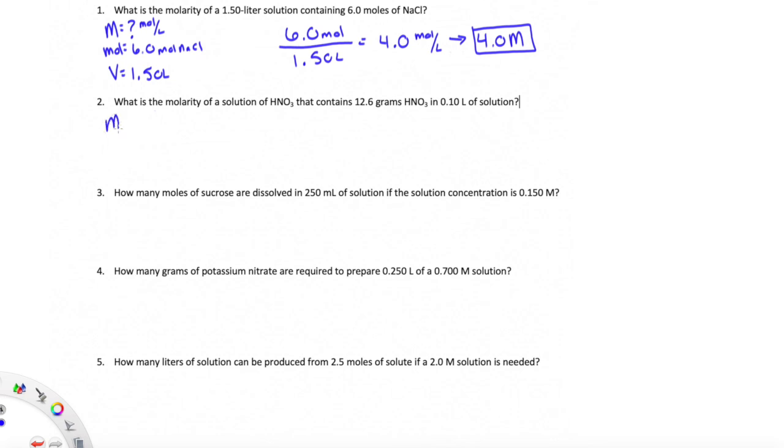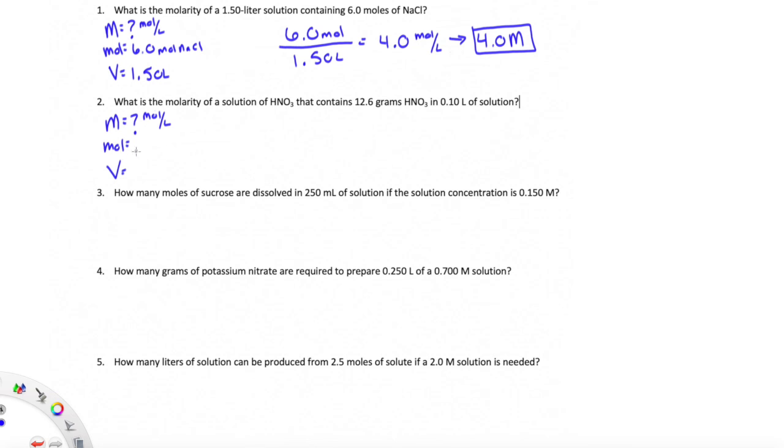Again, I'm going to list out molar, moles, and volume. Okay? And so let's go ahead and read through the problem. What is the molarity of a solution of nitric acid? So HNO3 is called nitric acid that contains 12.6 grams of nitric acid in 0.10 liters of solution. So let's go ahead and fill in my information down here. Again, it's asking for molarity, so that's going to be my question mark. And I know units of molarity are moles per liter.